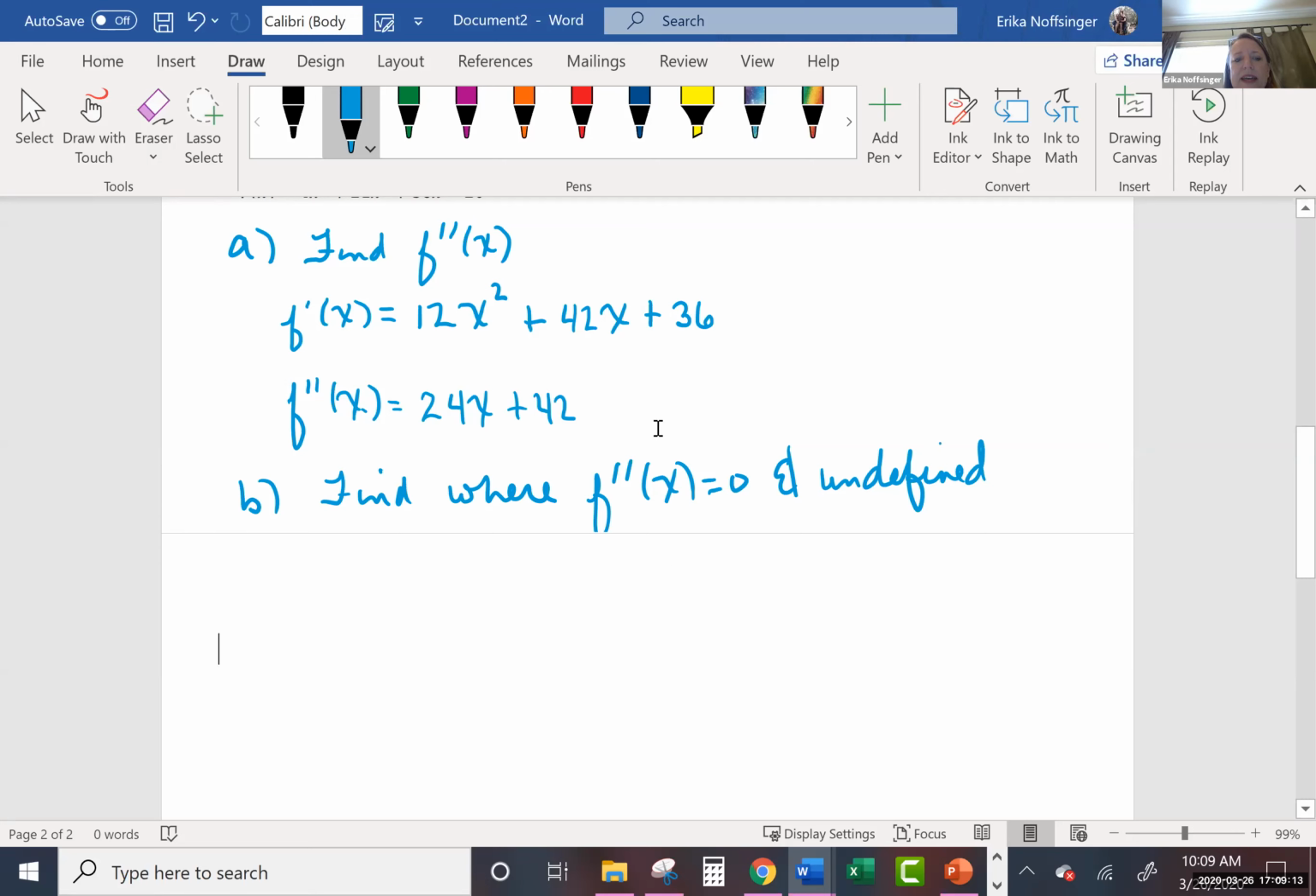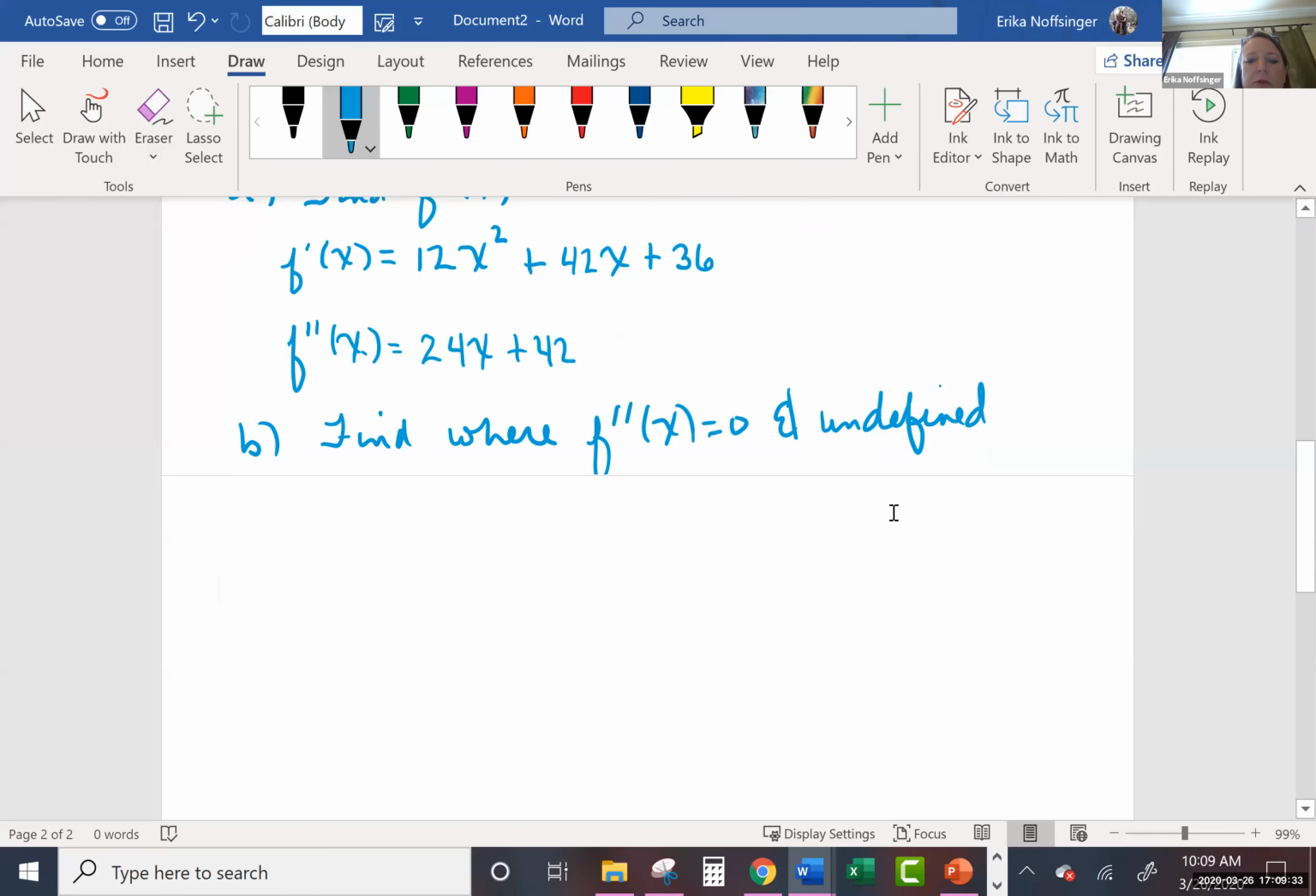Well, I can tell by looking at the second derivative, this is a polynomial. There's no radicals, there's no variables in the denominator. There's no natural log. And so it's defined everywhere. There's no trouble spots. And so there's no place where it's undefined, but we can look at when the second derivative is equal to 0.